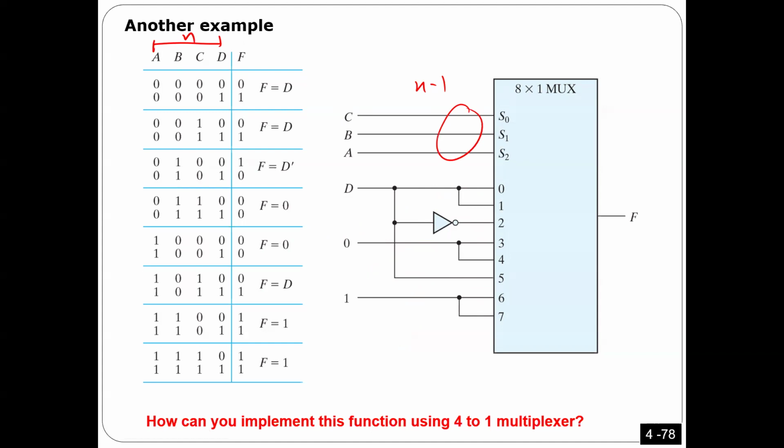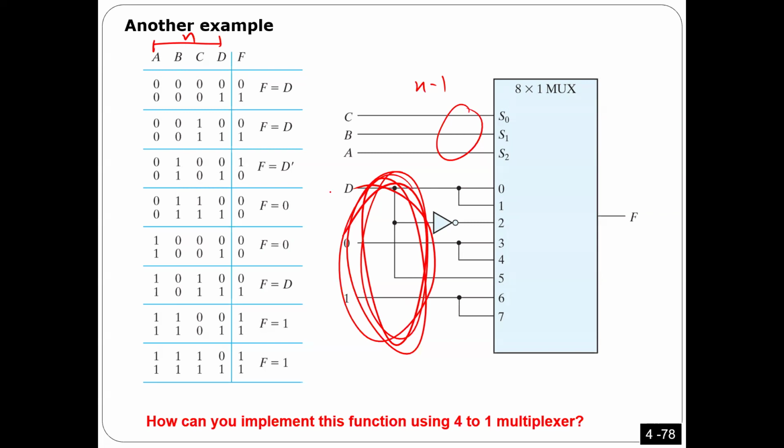In the coming lab, let me ask you a question. Can I implement it using a smaller multiplexer than this one? Can I do that? The answer is yes, but you are gonna complicate it here. You need to make it, and that's what you are gonna do in the lab. You are gonna complicate it more here. How can you do that?